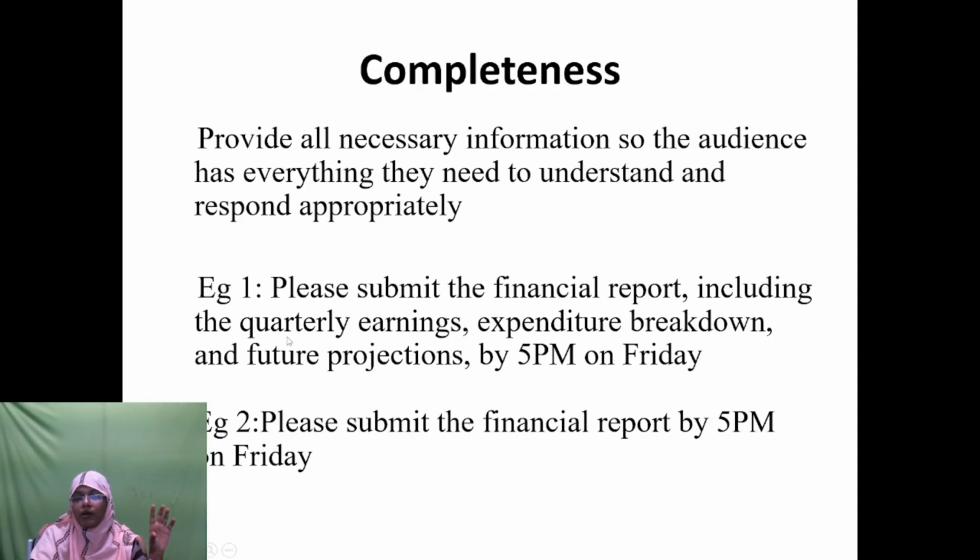So example 1 is actually complete. Before I assign a task, I explain everything to the employee. You want to submit the financial reports. What are the things you need to include? You want to include the quarterly earnings, expenditure breakdowns and the future projections. You want to complete this and submit by 5 p.m. So here I provide all the details. So here the message is actually complete, and the employee will not get any other confusion.